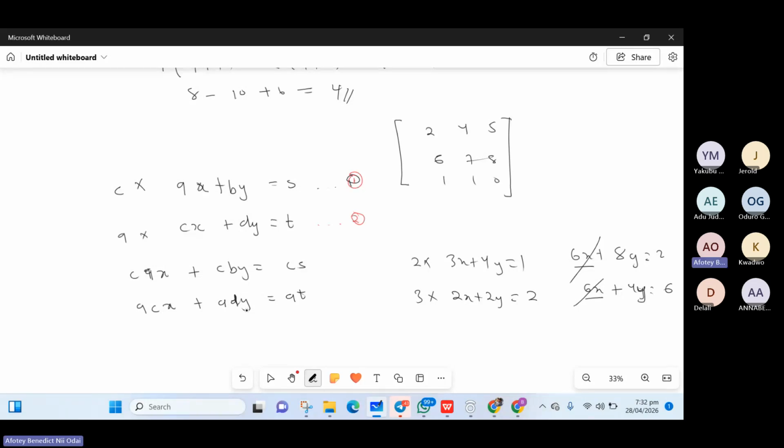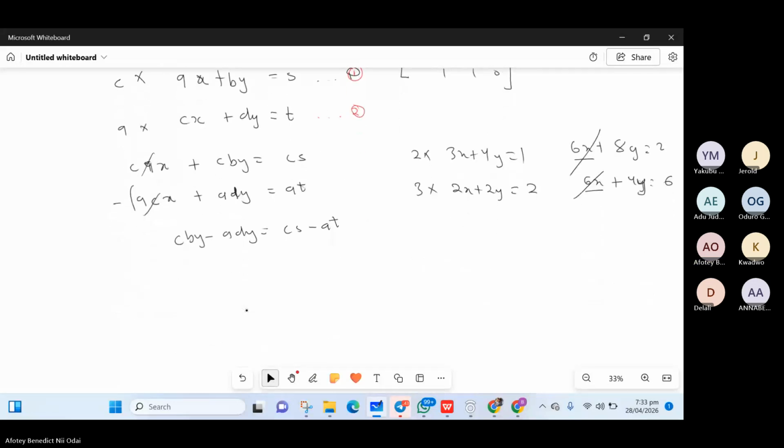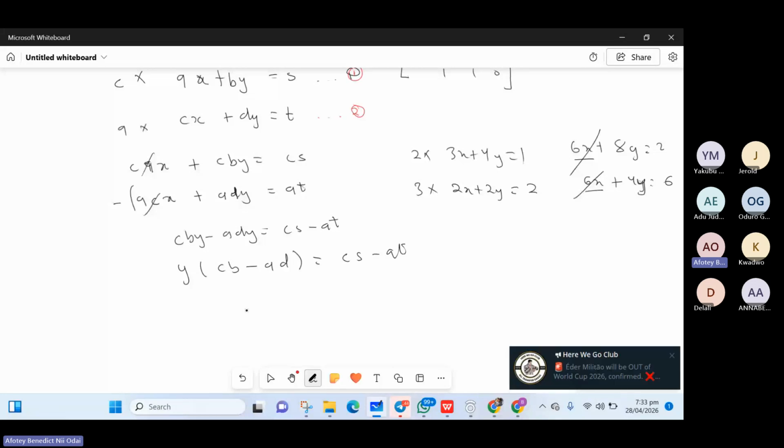So let's find the subtraction of these two. This and this goes away. We are left with cby minus ady. This is equal to cs minus at. Let's factor out our y. So we get cb minus ad, this is equal to cx minus at.